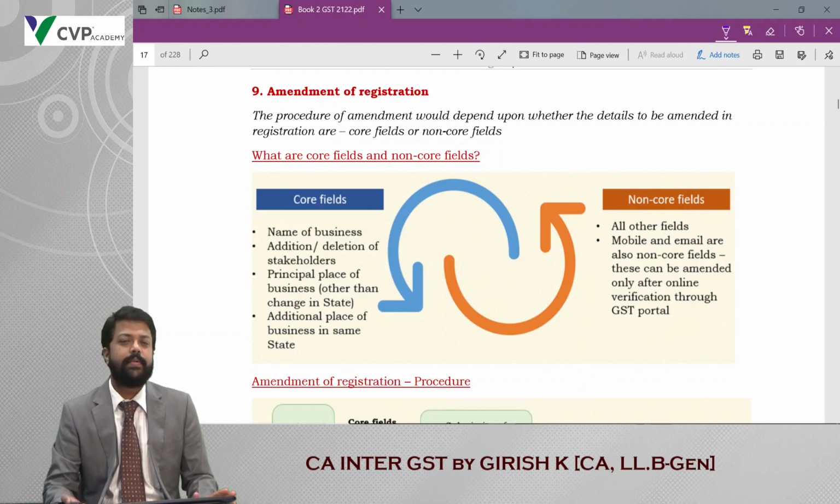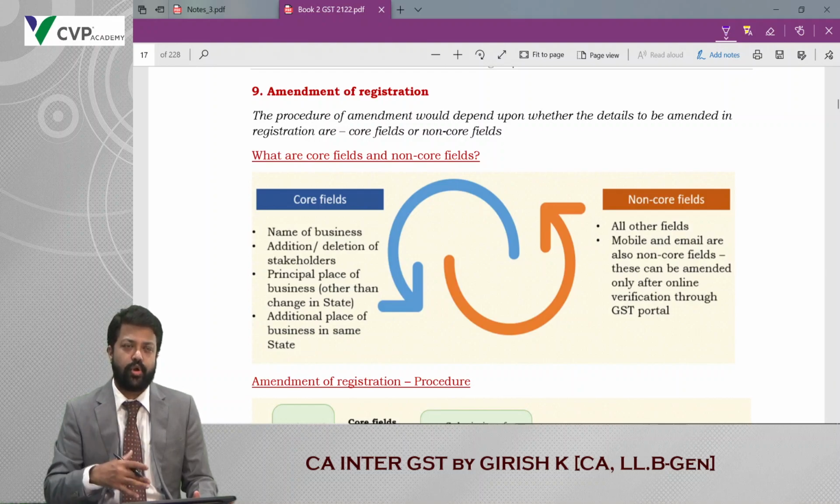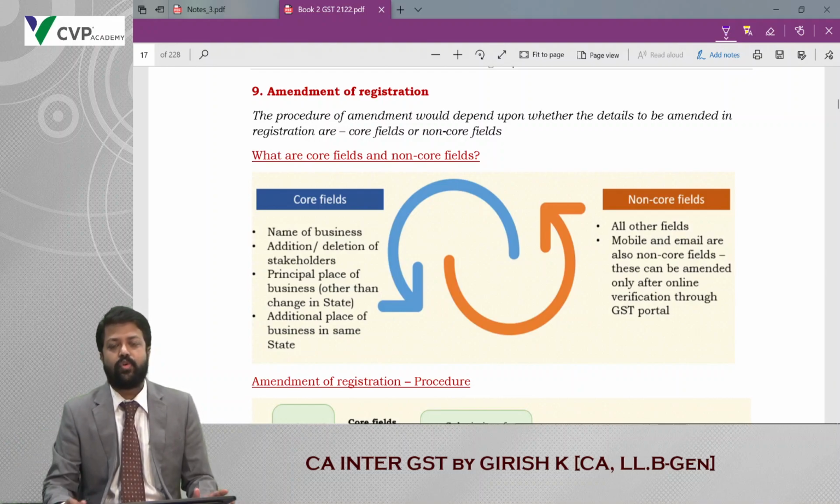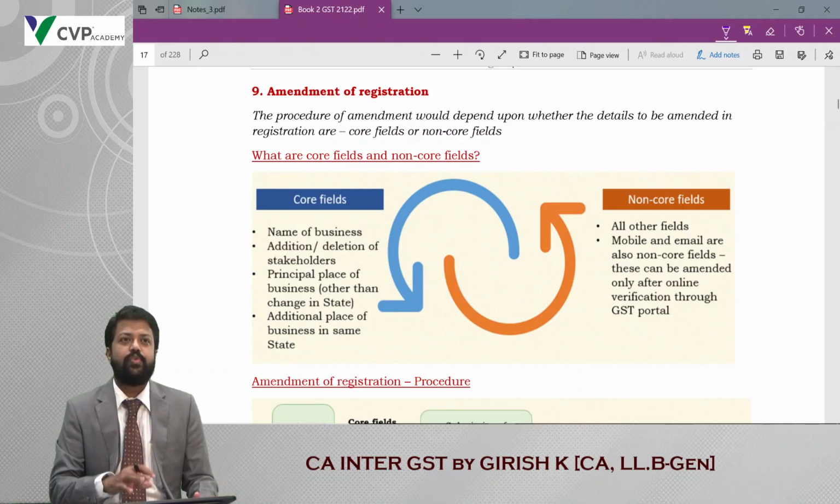So all these amendments are basically divided into core and non-core amendments. Certain parts which are essential to business are considered as core, all other things are considered as non-core. For example, I registered my mobile number as a registered mobile number, and then I close that mobile number, I take a new one, so I need to change that number as well. Same is the case with email address, same is the case with any other minute details of the businesses. So there are core as well as non-core fields which I need to change.